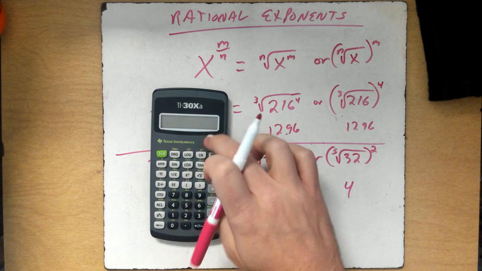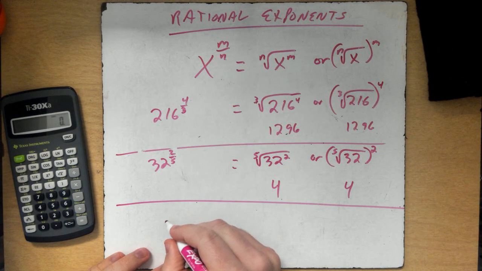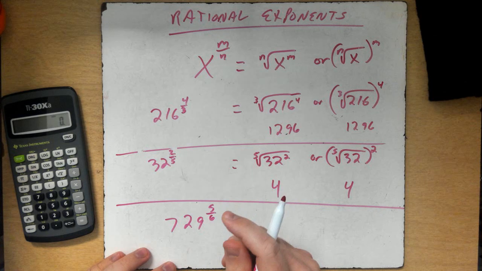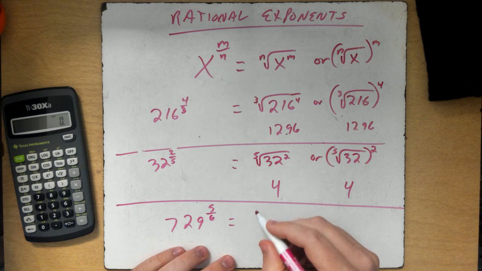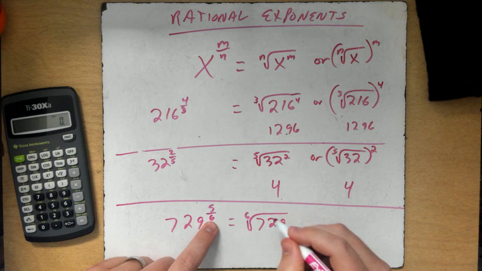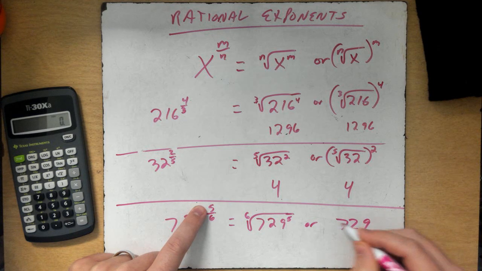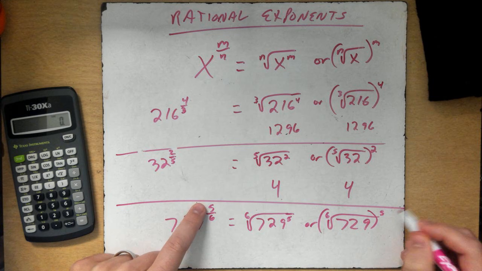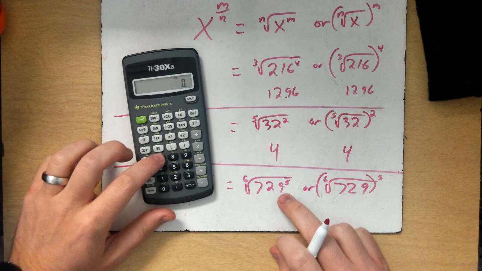So either way you want to do it works. Let's do one more example. Let's do 729 to the 5/6. Now, once again, I'm going to rewrite it. 729, bottom number is 6, that goes here. Top number is 5, that goes here. Or 729, bottom number 6, parentheses, top number 5. So same thing, we're going to solve this way first.